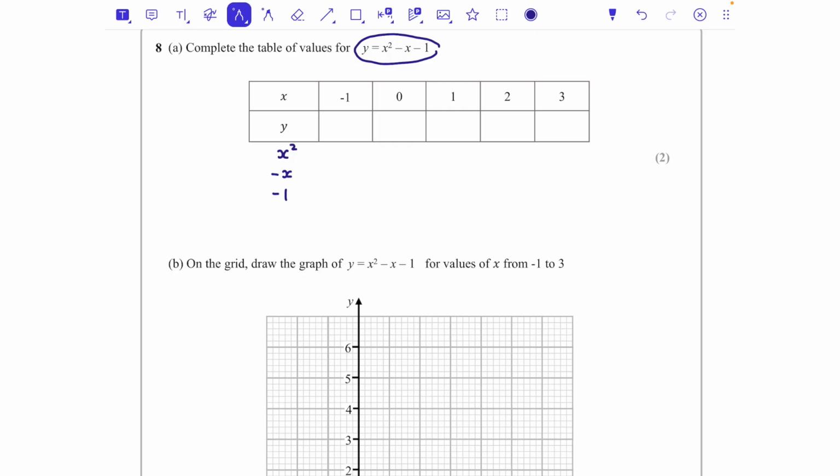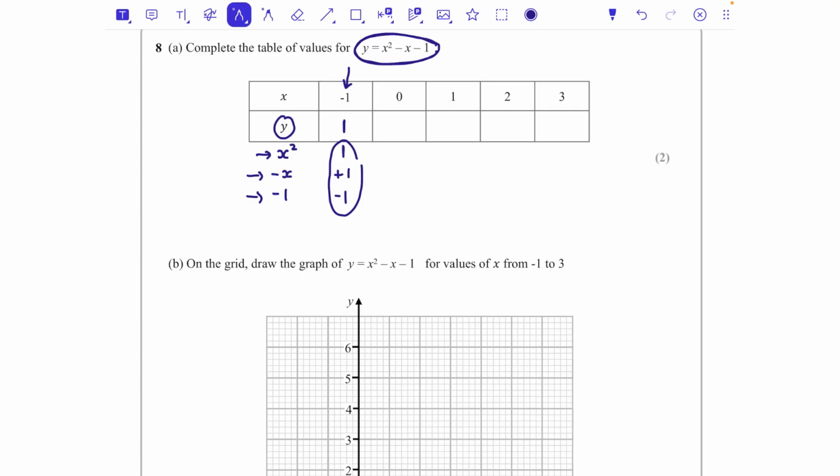First, let's think about x squared. Now we're going to start by doing minus 1. Minus 1 squared is minus 1 times by itself. So minus 1 times minus 1, and that is 1. We then want to take away minus 1. Now what happens when we take away minus 1? It becomes a plus. I'm actually going to change that to just plus 1. But then we also need to take away 1. This is just following this rule. So to get our value of y here, we need to do this bit, and this bit, and collect it all up. So 1 add 1, take away 1 is 1.